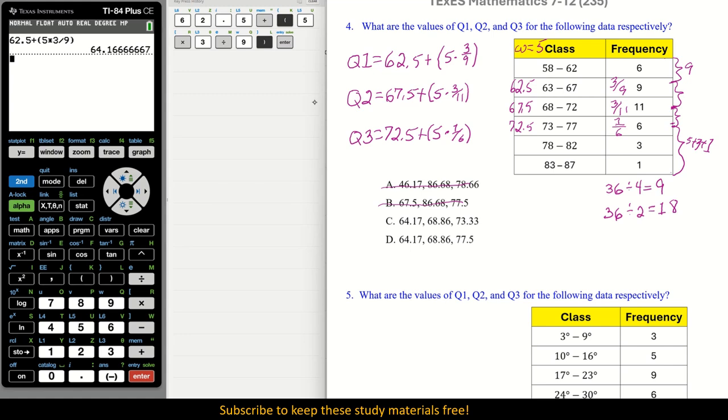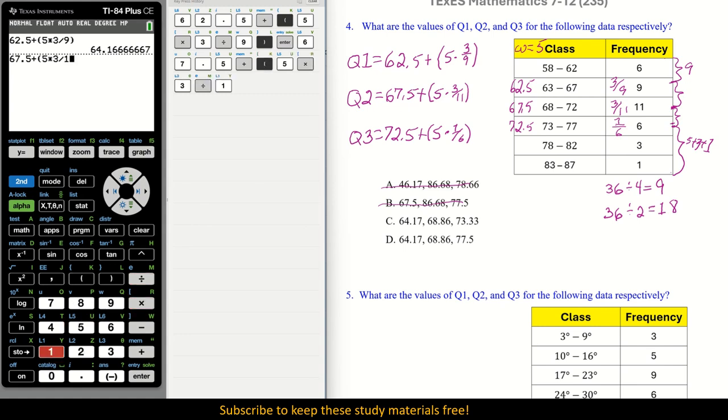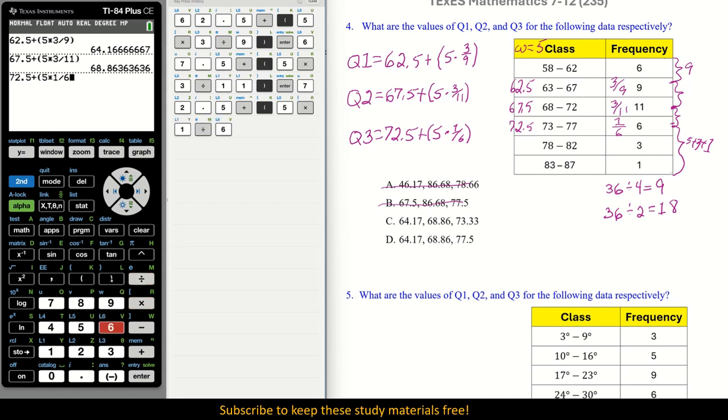So let's do Q2 real quick. Okay, looks like it's going to be 68.86, but let's just double check that. 67.5 plus, and that's 5 times 3 divided by 11. Okay, push enter. Yes, that checks out. So what we need to do is check this last number. Okay, so 72.5 plus, need your parentheses, 5 times, and we have 1 over 6. Close parentheses, enter. 73.33. That gives us option C.